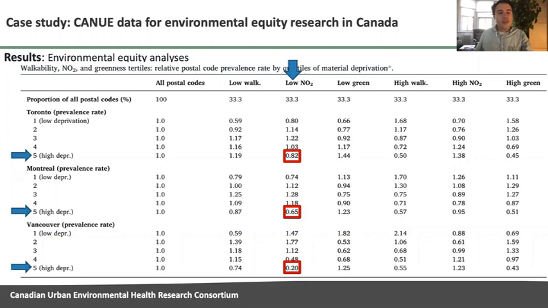In terms of NO2 air pollution, highly deprived areas, so the last rows underneath each city label, were between 18 and 80% less likely to experience low levels of air pollution in each city, and 38% and 23% more likely to experience high air pollution in Toronto and Vancouver, respectively.